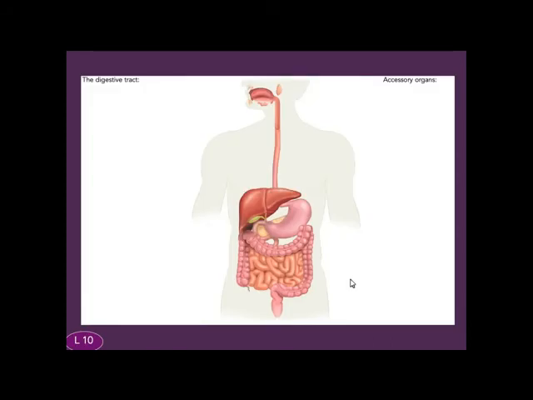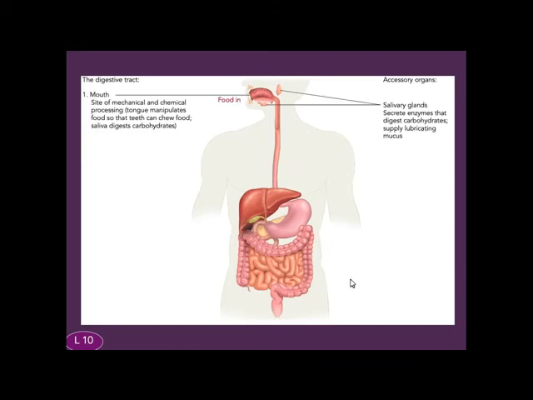All right, so here's a picture of the digestive tract. We're starting with the mouth, where the food is going in. It's being physically chewed up and chemically processed, right? The salivary glands are secreting enzymes that digest carbohydrates and create lubricating mucus. The esophagus is transporting the food.